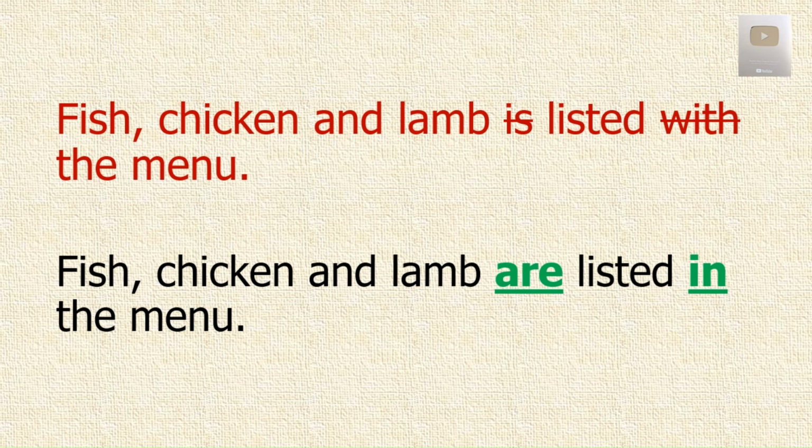And then listed in the menu, not with. With is not the correct preposition because that means a separate sheet of paper is brought along with the menu where fish, chicken are there. That's not the meaning. The meaning is in the menu, these 3 items are mentioned.